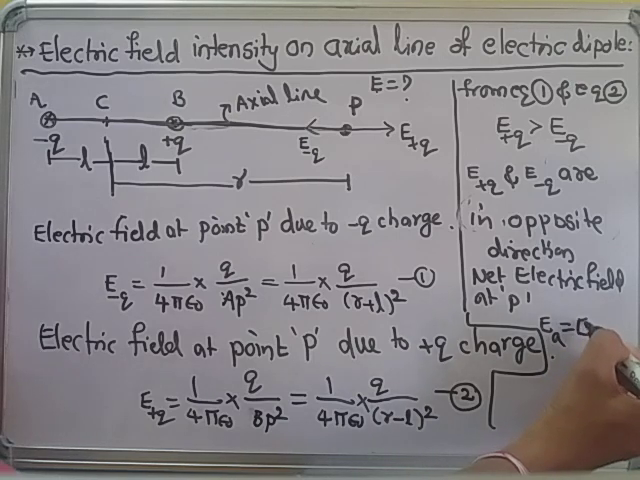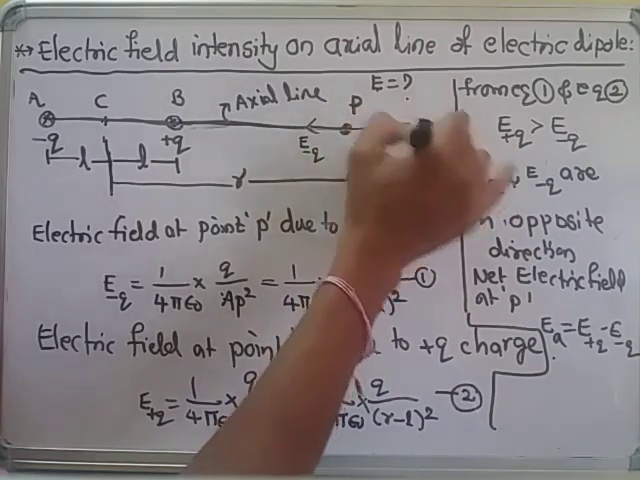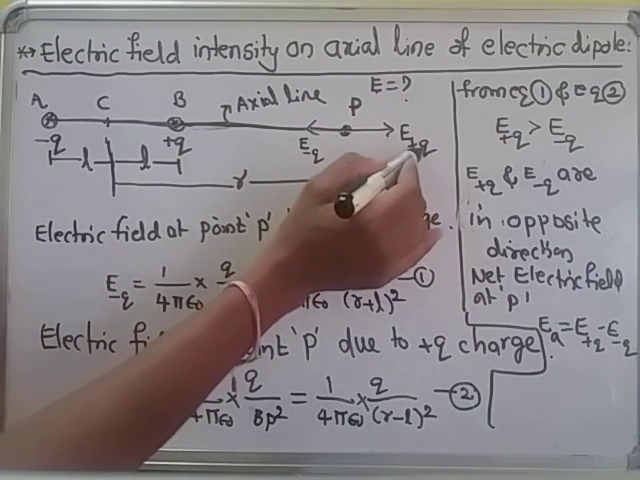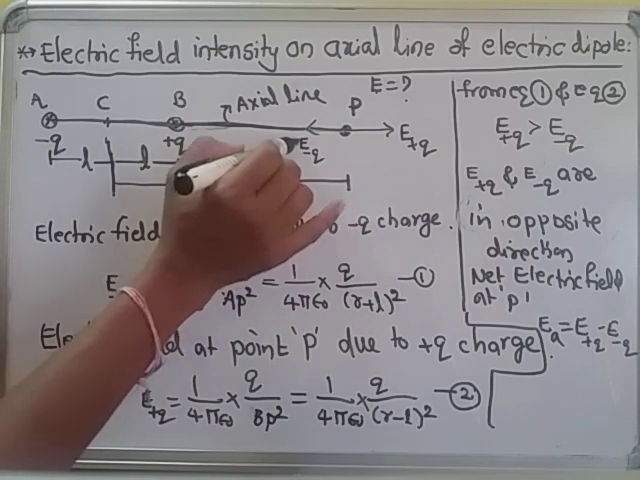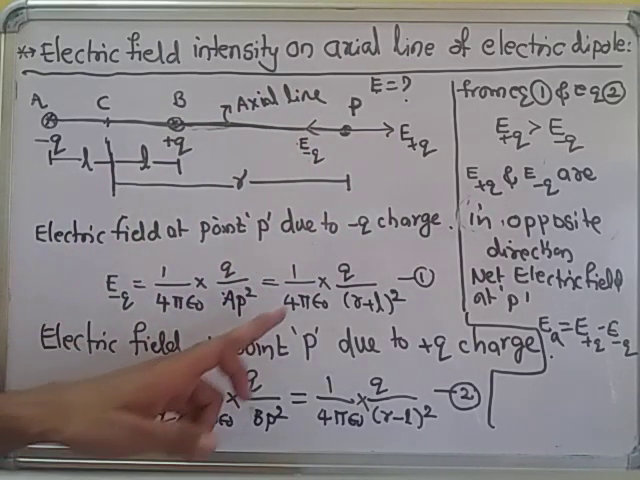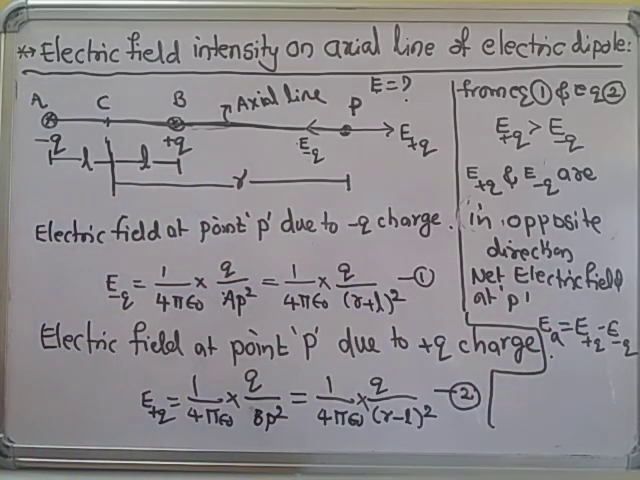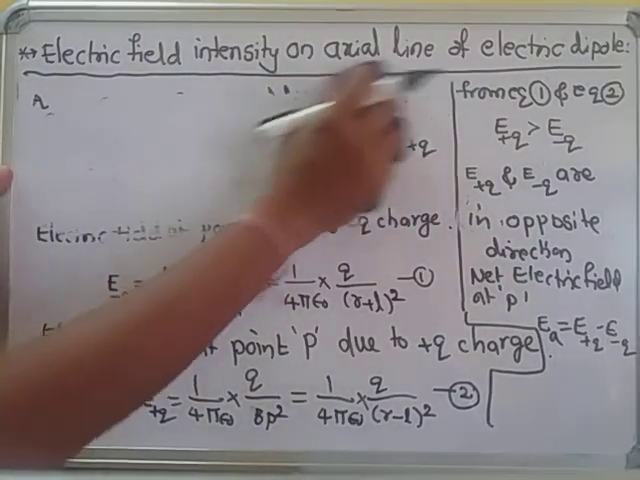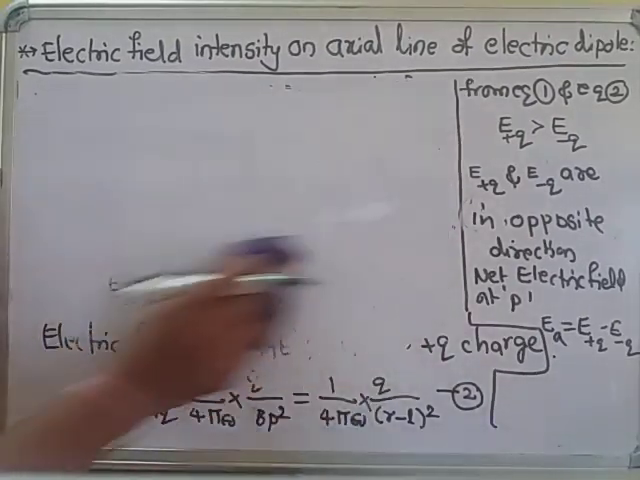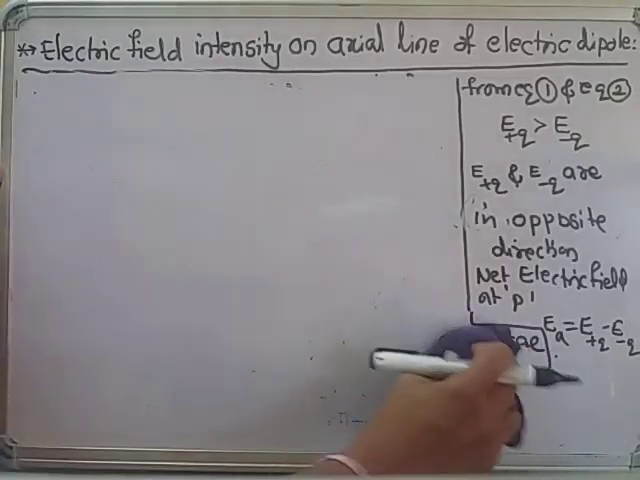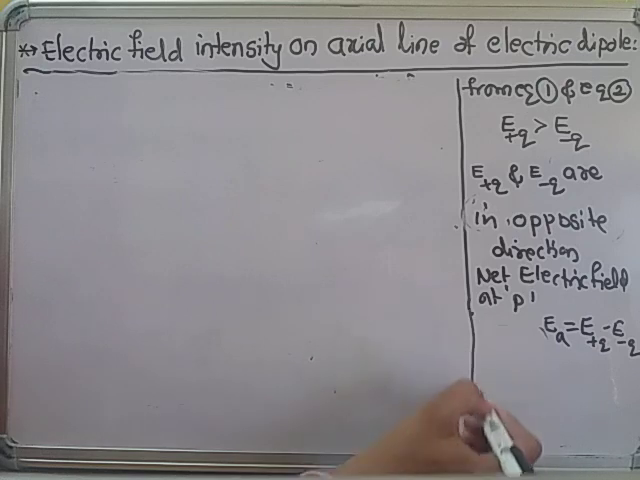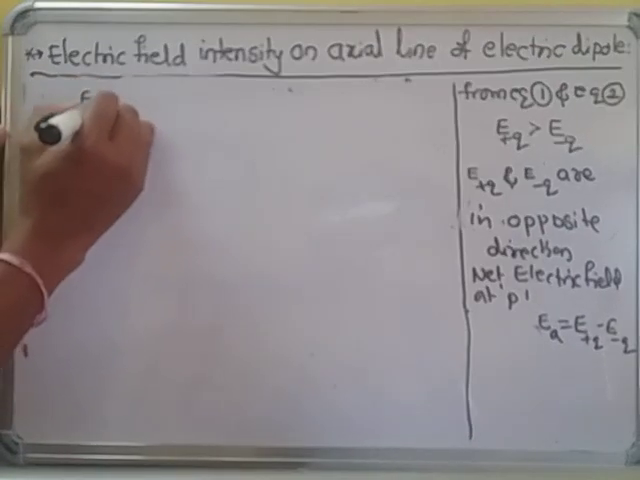We have to subtract, E plus Q minus E minus Q, because E plus Q is greater than E minus Q. E suffix plus Q means electric field due to plus Q charge, E suffix minus Q means electric field due to minus Q charge. And these two equations we have to substitute in that equation, net electric field E plus Q minus E minus Q. Then what you will get? Let us see.